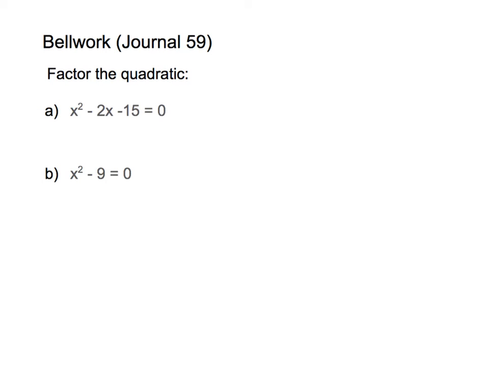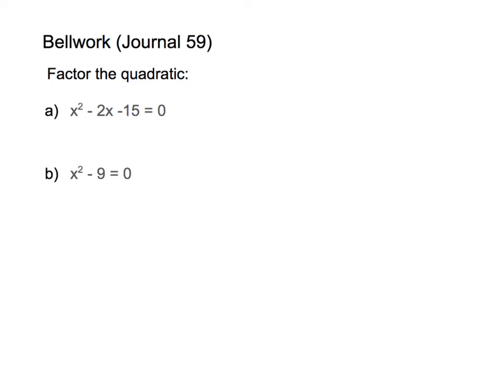Alright, so let's look into this bell work here where it's asking you to just factor the quadratics. So quadratics are equations with x squared, and when you have an x squared, you want to try to get factors or a set of parentheses that when multiplied gives you the third number, but also adds to give you the middle number. You might remember us doing this in the first semester.